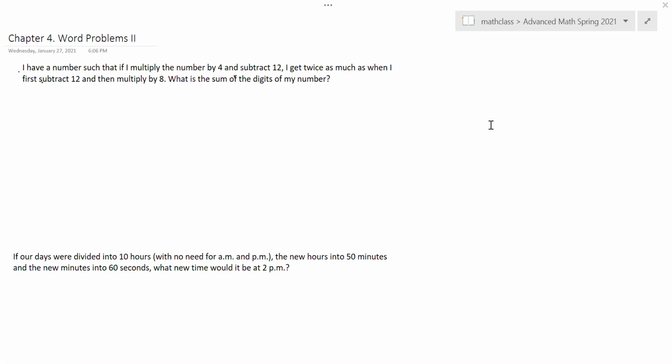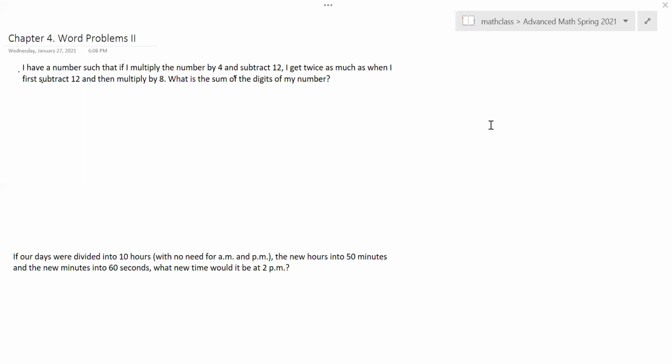So, for example, let's take a look at this first example. I have a number such that if I multiply the number by 4 and subtract 12, I get twice as much as when I first subtract 12, then multiply by 8. So what is the sum of the digits of my number? For this problem, you cannot name the variable for the sum of the digits. This is the unknown in the question. What you have to do is name the variable for my number. Once you get the number, then you find the sum of the digits.